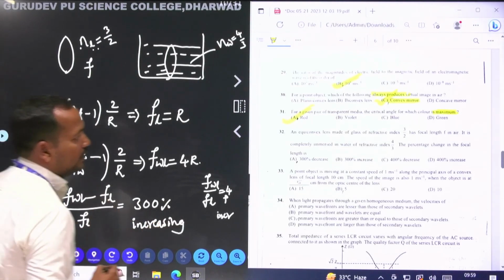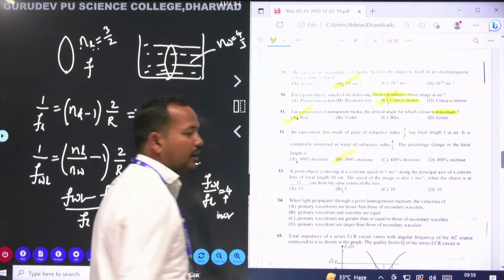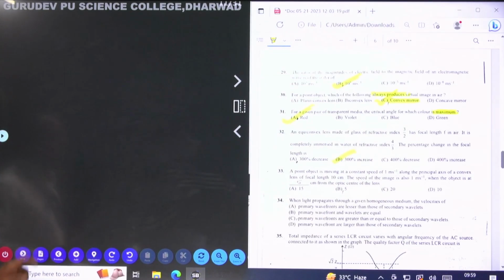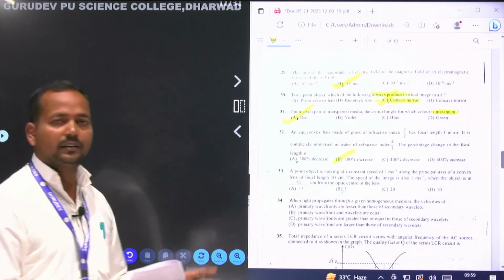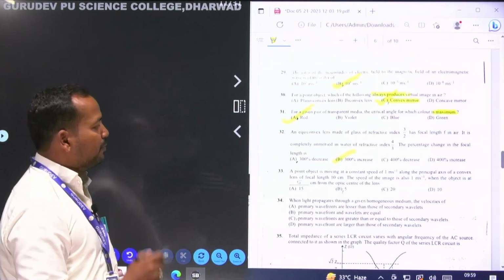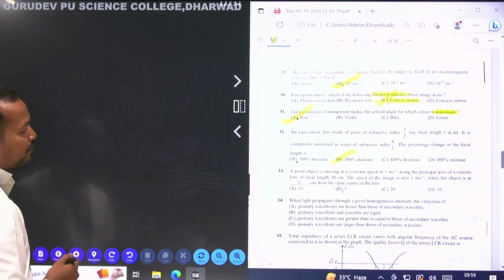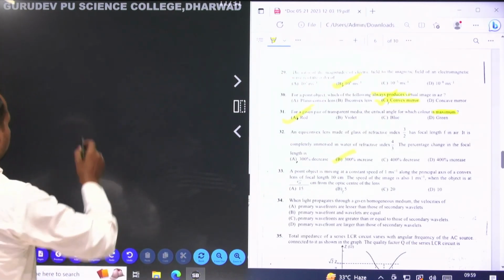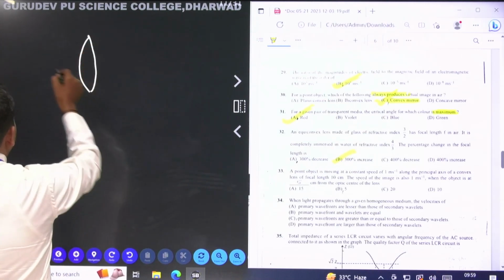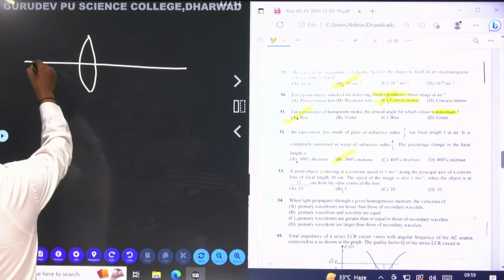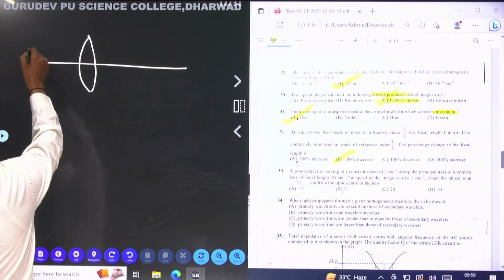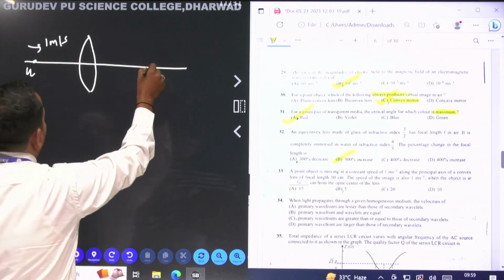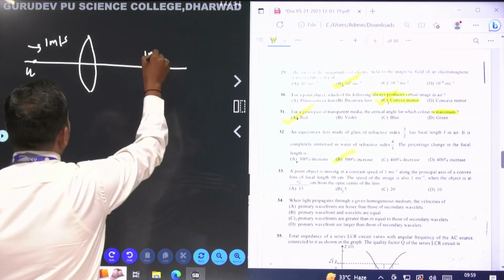So the answer is 300% change in focal length, but it increases. Now, another question from the same chapter of ray optics, that is question 33. A point object is moving at a constant speed of 1 meter per second along the principal axis of a convex lens. So this is the convex lens, principal axis, object. The velocity of the object is 1 meter per second. Same way, the image is also 1 meter per second.